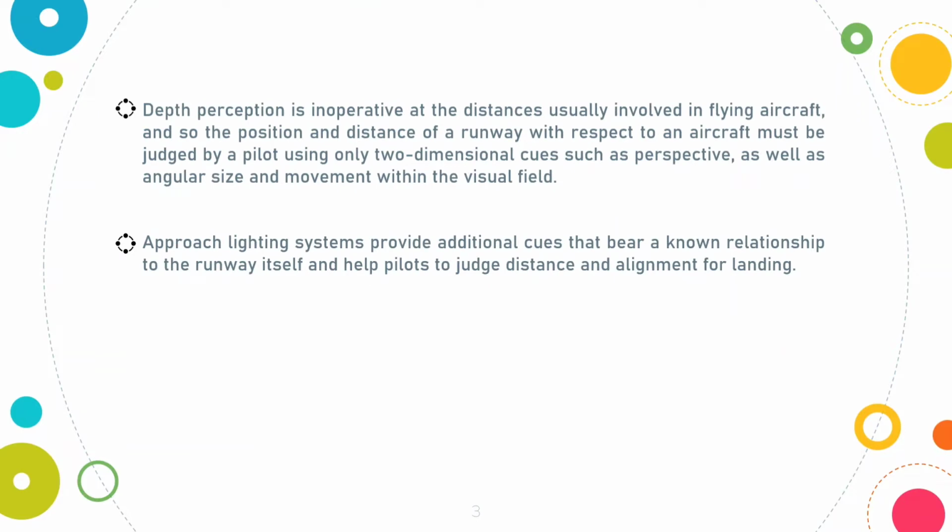Depth perception is inoperative at the distances usually involved in flying aircraft, and so the position and distance of the runway with respect to an aircraft must be judged by a pilot using only two-dimensional cues such as perspective, as well as angular size and movement within the visual field. Approach lighting systems provide additional cues that bear a known relationship with the runway itself and help pilots to judge distance and alignment for landing.